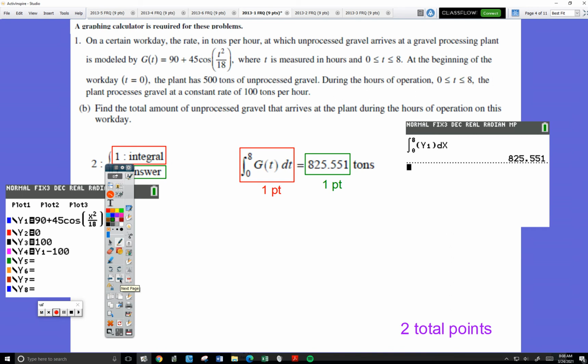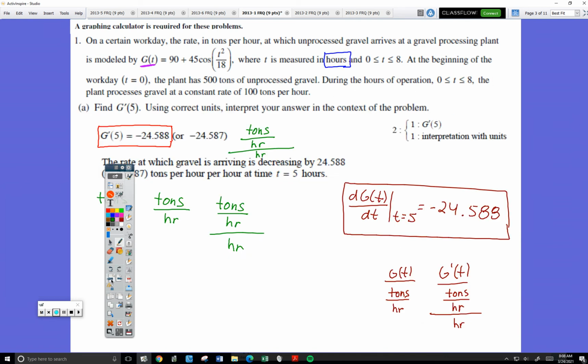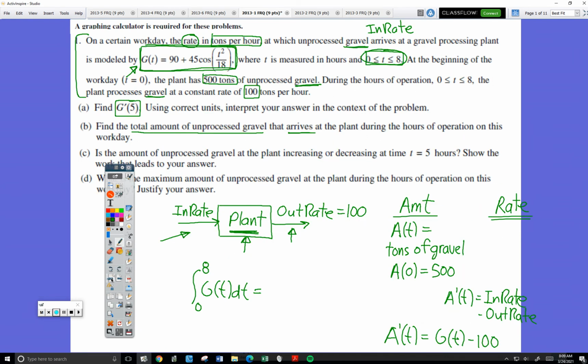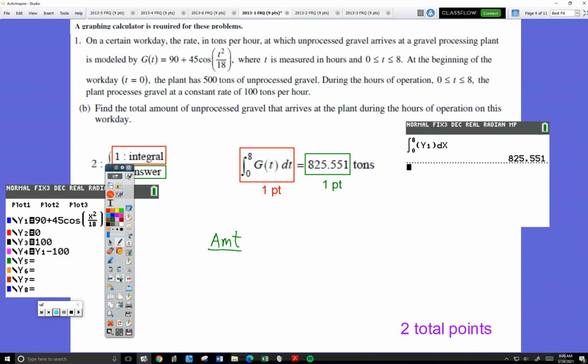Another way to look at it that's helpful is back to this idea of an amount and a rate. Initially for the overall problem, the amount is the amount of gravel in the plant, and then there's an in rate which causes that amount to go up and an out rate that causes that amount to go down. So overall we have an A, the amount of gravel in the plant, and an A prime, the rate at which A changes. However, if we're just talking about the gravel that arrives, we are totally ignoring the gravel that is already there. We're also totally ignoring the gravel that leaves.